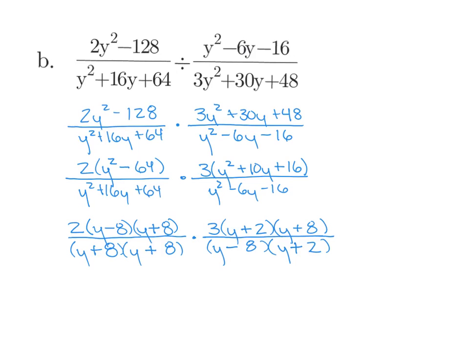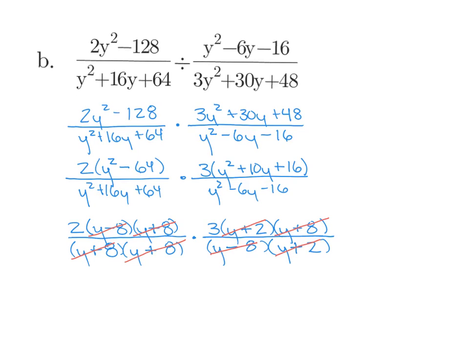Okay, so now let's go ahead and cancel. So what can we cancel? Well, I see a y minus 8 on the top and bottom. I see a y plus 8 on the top and bottom. I see a y plus 2. And I also see another y plus 8.